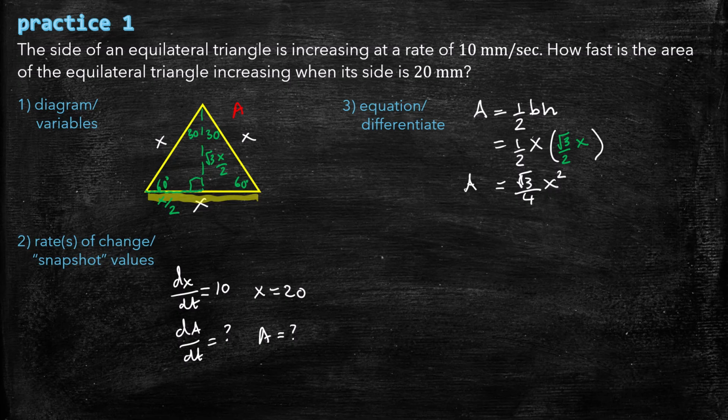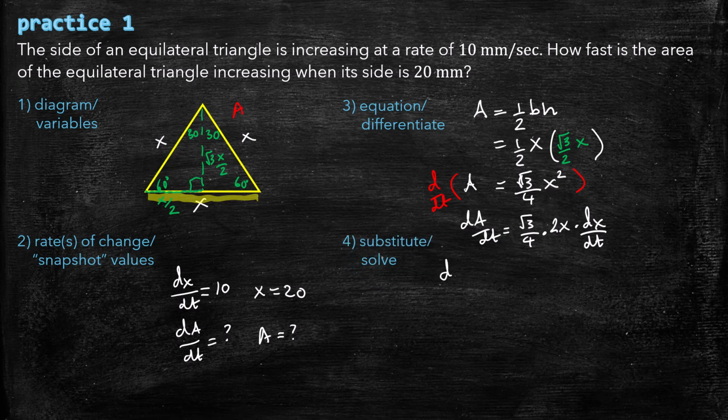So we've related the two variables, and now we can differentiate with respect to time. And when we do that, we get dA by dt equals, rad 3 over 4 is a constant, so we can put that aside for a moment and take the derivative of x squared, which of course is 2x. But because it's the derivative with respect to time, we mustn't forget implicit differentiation to multiply by dx by dt. And the final step is to substitute and solve.